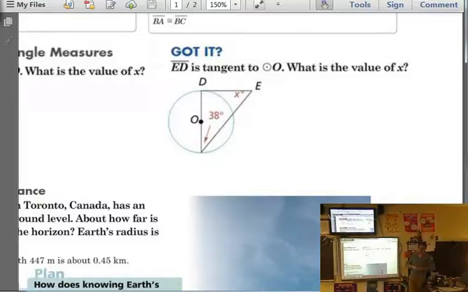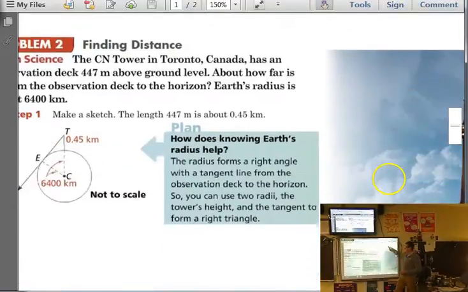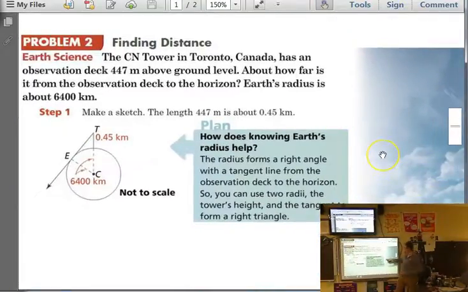Now here come the fun problems. So the CN observation tower in Canada, I went there. Very, very sweet, unless you don't like heights, and then it's probably terrifying. Is it taller than the Sears Tower? Not certain. But it is about 447 meters, don't think about feet, think about meters, above the ground. A standard floor of a building will be approximately 3 meters tall, maybe 4. So this is taller than a 100-story building.